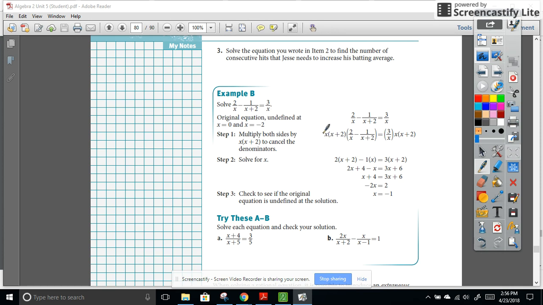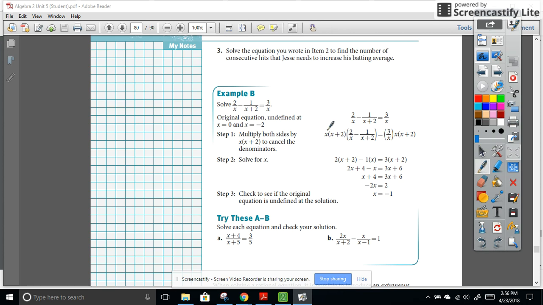Right here, this x is canceling out with that, and this x plus 2 is canceling out with that, and this x is canceling out with that. So all we have left over here, but see, this is where it gets confusing. Okay, so let me back that up because that's not exactly true. What we really have right here is a distributive property.